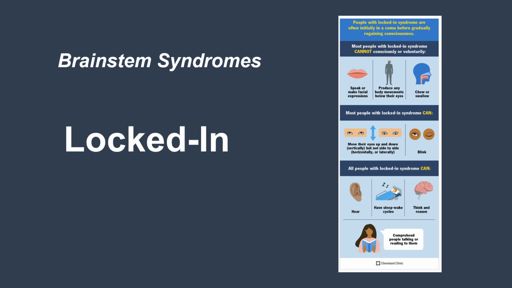Effects of lesions. Quadriplegia is complete paralysis of the arms and legs due to disruption of the corticospinal tract. Anarthria, loss of speech, results from damage to the corticobulbar tract, leading to paralysis of facial and pharyngeal muscles, preventing speaking and swallowing.